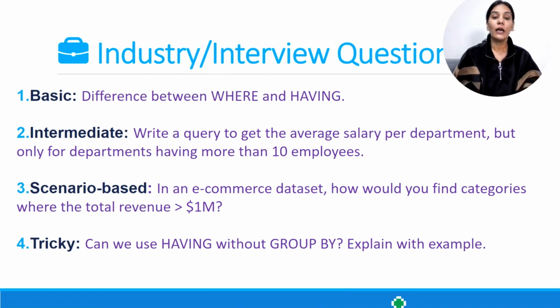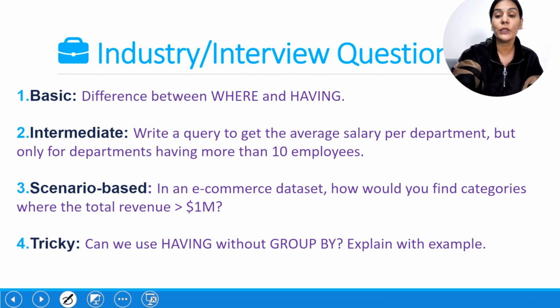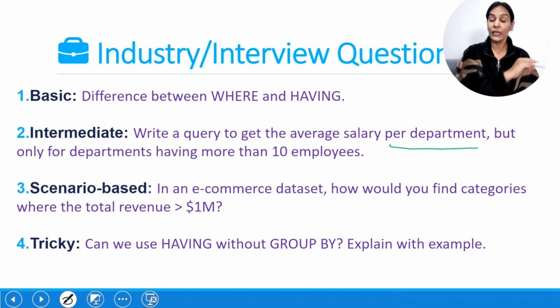The first one is the difference between WHERE and a HAVING clause. Write a query to get the average salary per department. Now here we are talking about per department. Earlier, if you check my earlier videos, till then we were working with the whole department together. Okay, but only for departments having more than 10 employees.